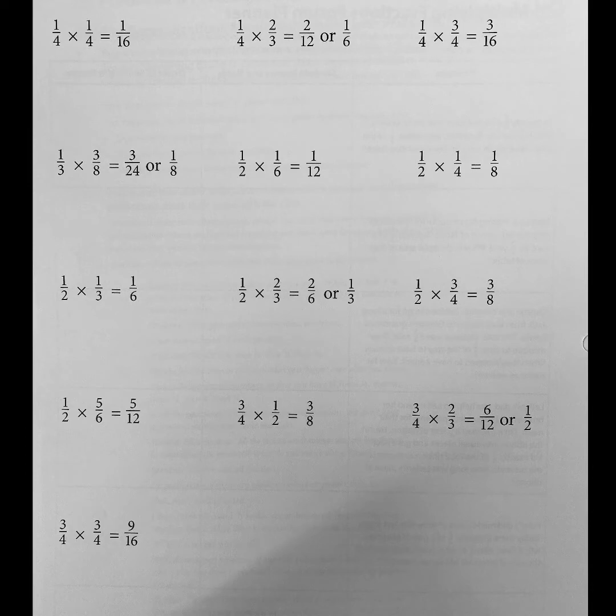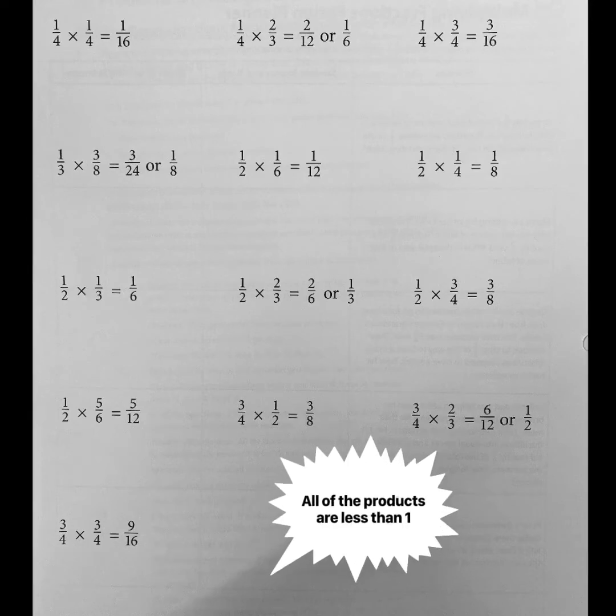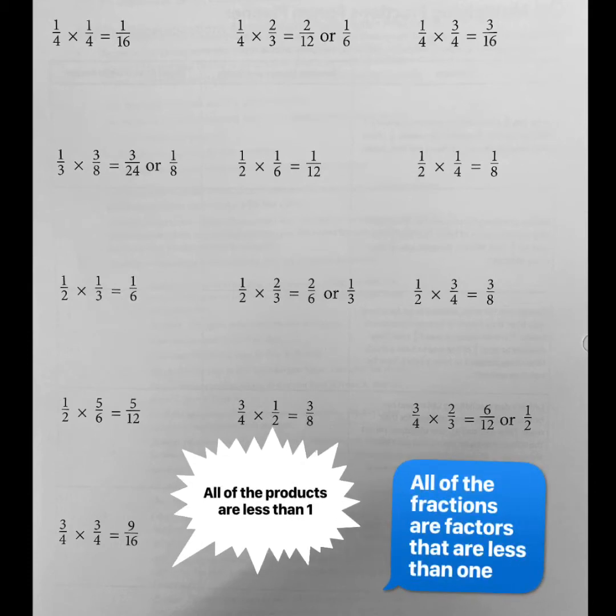Let's take a look at this clean copy. Go ahead and pause the video here and think about one more time. Do you notice any patterns? Jot them down in your notes. What do the equations have in common? And how are the fractions being multiplied related to their products? Remember, a product is the answer to a multiplication equation. Something I noticed is that all of the products are less than 1. I also noticed that all of the fractions are factors that are less than 1.